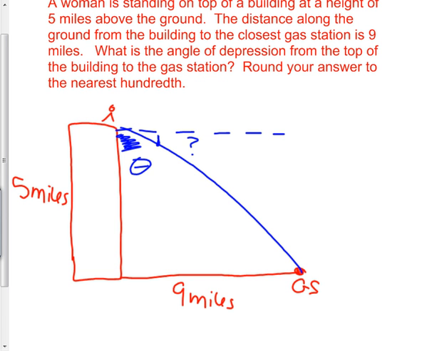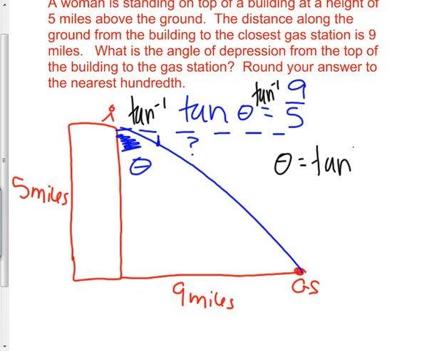If we say that's theta, couldn't we say that tangent of theta is equal to opposite over adjacent, 9 over 5? But we have to undo that. And doing that, we say tangent inverse of both sides. So theta is equal to tangent inverse of 9 over 5. And you should get about 61 degrees, approximately 61 degrees. Right? So that's this angle.